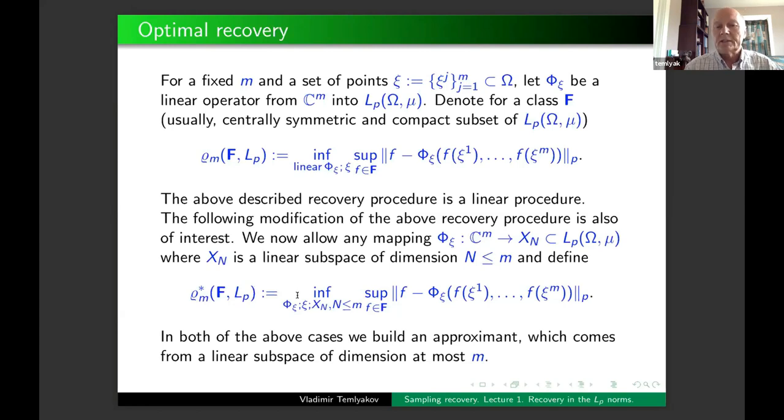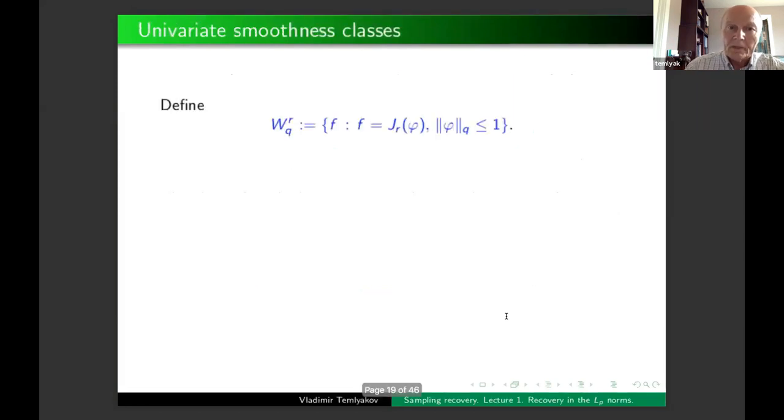So in a sense, this is an analog of Kolmogorov widths, because these phi say are any. But here we put a restriction that it maps not just arbitrarily, but to some linear subspace X_m. So still the linearity somehow is there, but again, like in Kolmogorov, it's just a linear subspace, but the operator can be nonlinear.